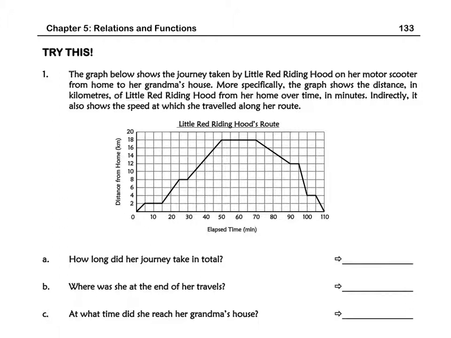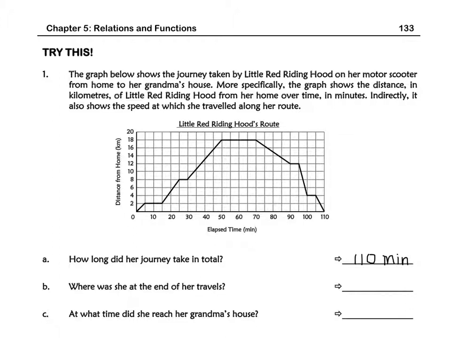So let's answer some of the questions that are asked here now about Little Red Riding Hood's route, the journey taken by Little Red Riding Hood on her motor scooter from her home to her grandma's house. Okay, so how long did her journey take in total? If you look along the horizontal axis, you see that it started at 0 and continued to move along the route to get to Grandma's house, and then came back, and to get back to distance 0 again, it took a total of 110 minutes.